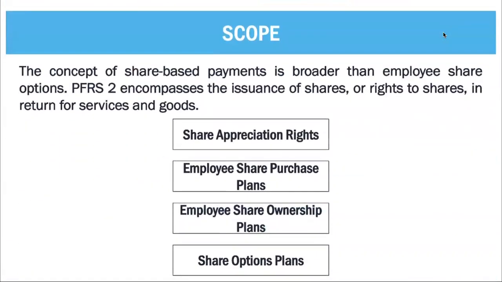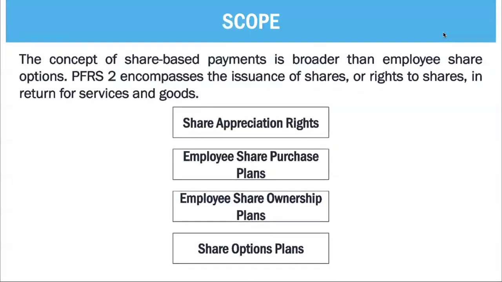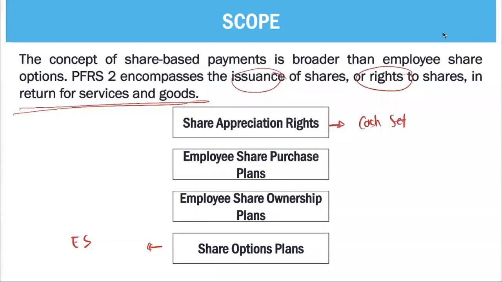So what is the scope of PFRS 2? The concept of share-based payments is broader than employee share options. So PFRS 2 encompasses the issuance of shares, or the rights to shares, in return for goods and services. Generally, we have here share appreciation rights, employee share purchase plans, employee share ownership plans, and share option plans. But throughout the accounting for share-based payments, what is normally used is share option plans for equity settled, and share appreciation rights for cash settled. Okay? So the scope mainly is broader.